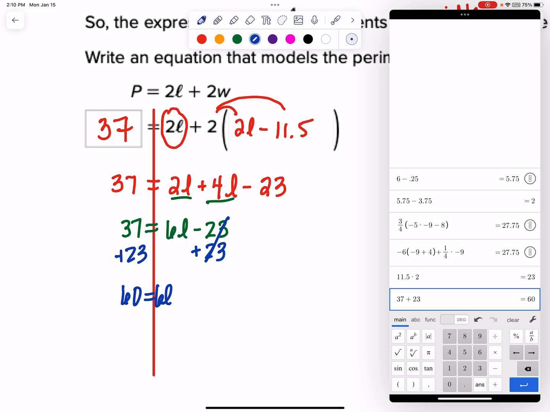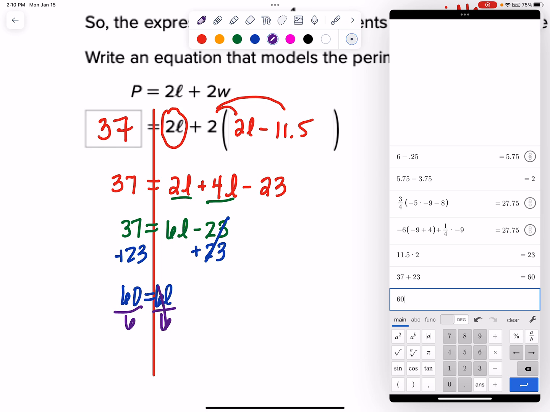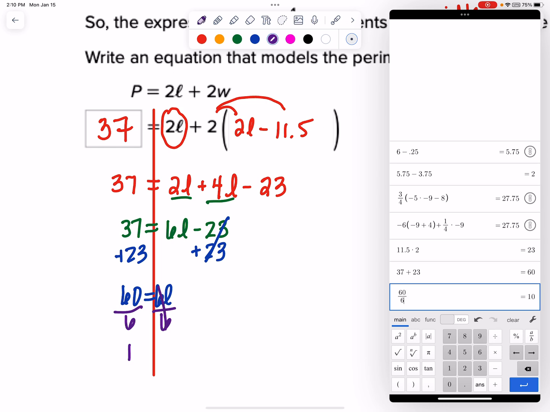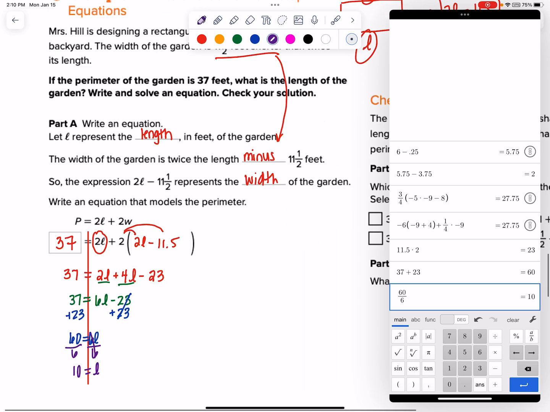And let's isolate the variable there. Divide both sides by 6. And 60 divided by 6, that's a nice one, right? 60 divided by 6 is 10 equals L. So it tells us that the length is 10.